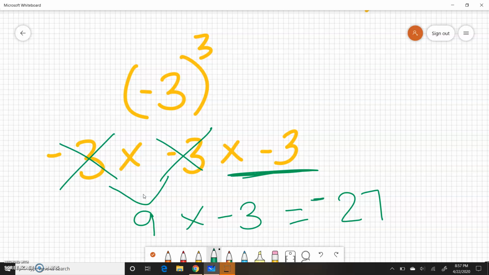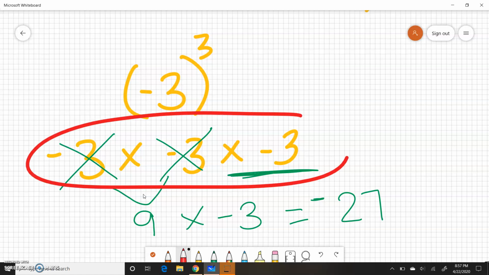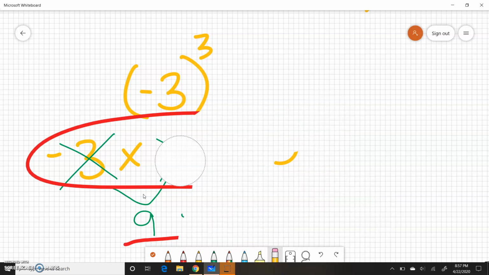Some of you looked at this first example right here and said, oh, all the signs are the same, so it must be a positive answer. Not correct, because when I went through the steps, my last problem was 9 times negative 3, so my answer was still negative. So you have to follow the proper steps of multiplication in order to do that. I'm going to do one more example like that.